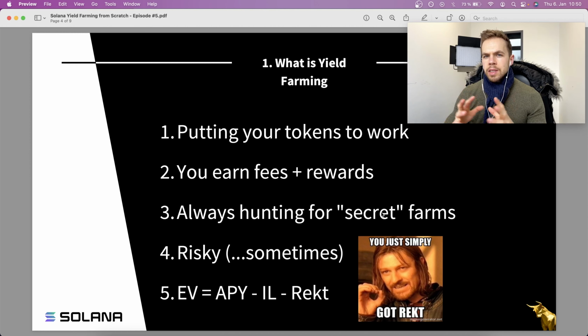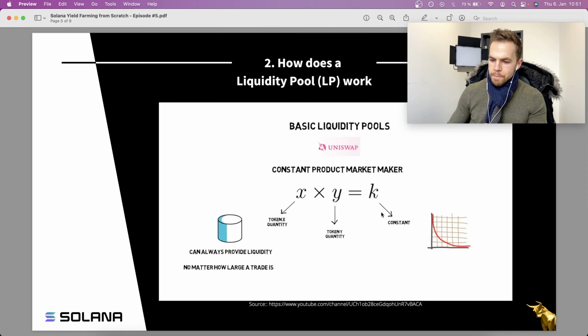And the expected value is a quite complicated topic, but we can take it to a simple level. The expected value is basically the APY, so the yield you're getting over a year, minus the impermanent loss, minus the wrecked. Wrecked basically means you're getting wrecked, so the smart contract gets drained, the token dumps to zero, stuff like this. So this is the EV calculation. We will take a look at a specific example at the end.